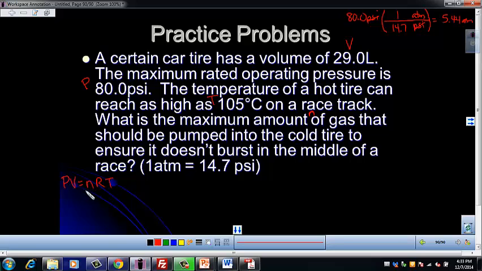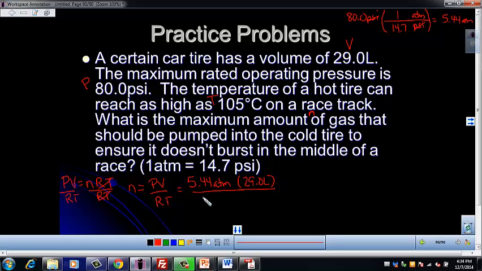I'm solving for n, so I'm going to go ahead and divide both sides by RT. A little algebra there for you. Those will cancel, and I'll have n equals PV over RT. So let's plug in what we know from our problem. Our pressure, we've converted from PSI to atmospheres, so that's 5.44 atmospheres. Our volume is 29.0 liters.